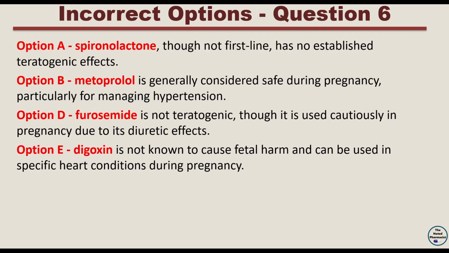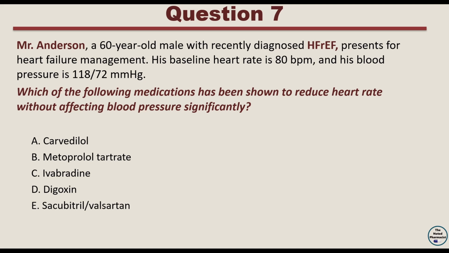Here is the explanation for incorrect options. Option A is incorrect because spironolactone, though not first line, has no established teratogenic effects. Option B is incorrect because metoprolol is generally considered safe during pregnancy, particularly for managing hypertension. Option D is incorrect because furosemide is not teratogenic, though it is used cautiously in pregnancy due to its diuretic effects. Option E is incorrect because digoxin is not known to cause fetal harm and can be used in specific heart conditions during pregnancy.